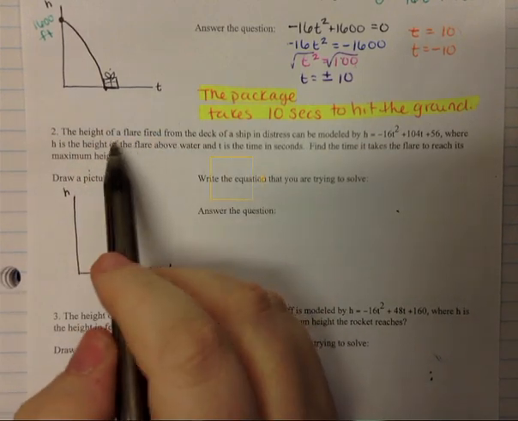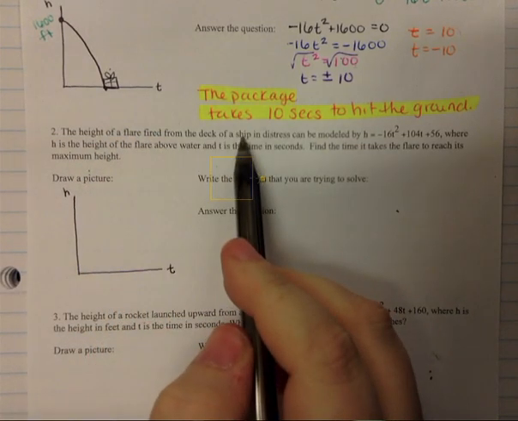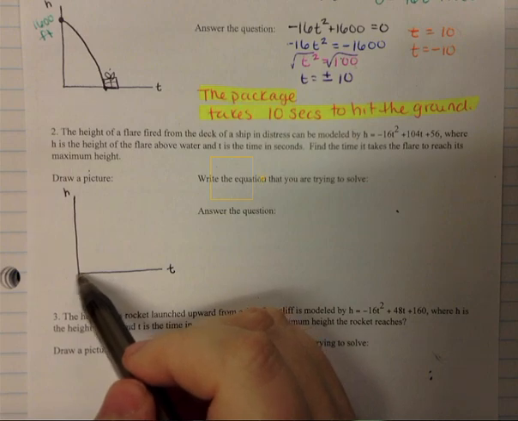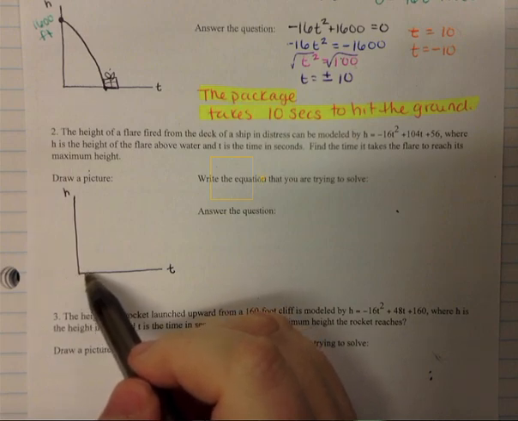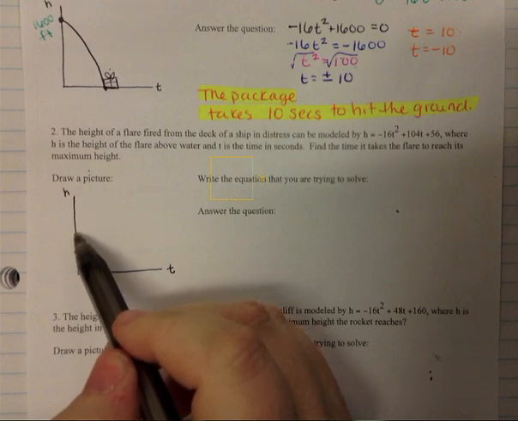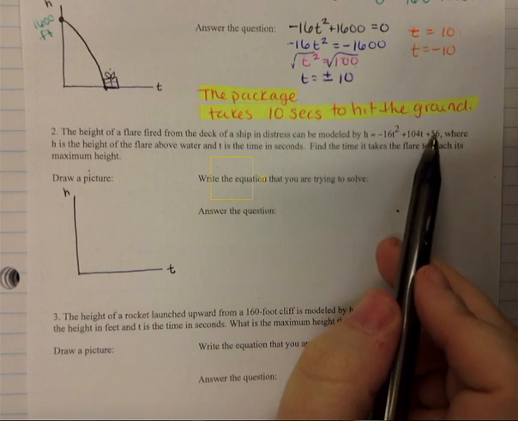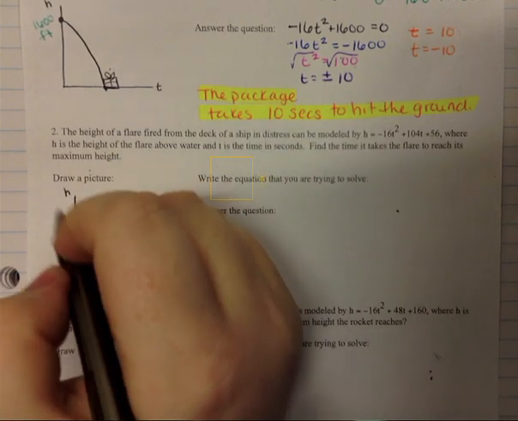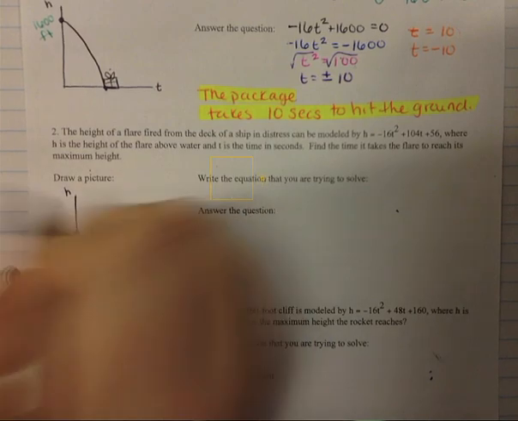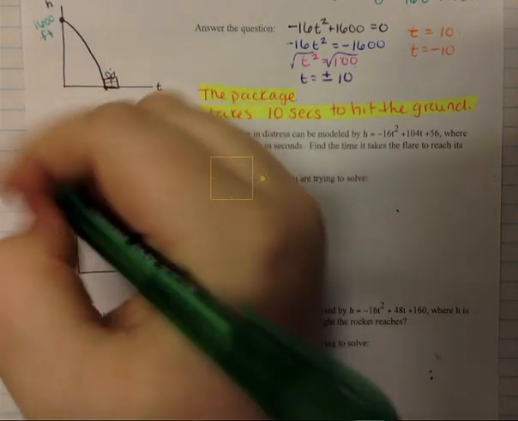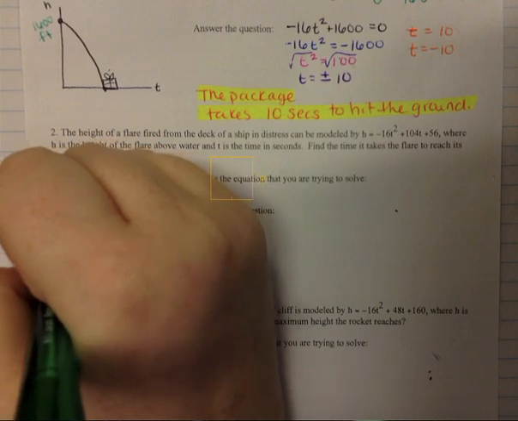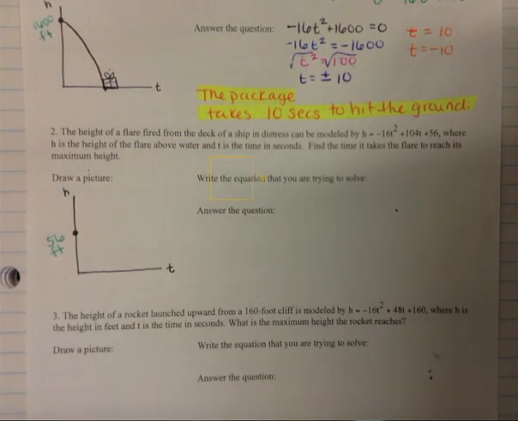Now, the flare is being fired from the deck of a ship. The top of the ship is not on the water. The top of the ship would be above the water, and we have the y-intercept at 56. So we know that the ship has to be at least to here. So 56, we know it's above water. So this is 56 feet. We know that's above water.